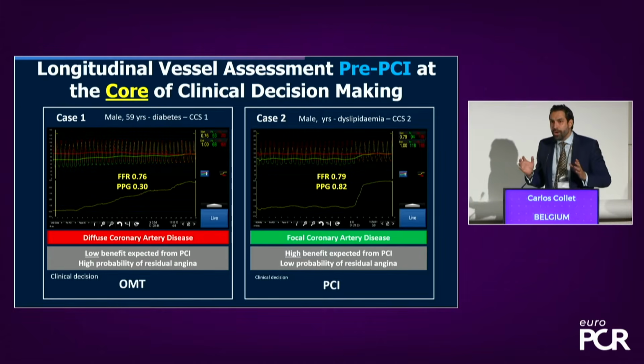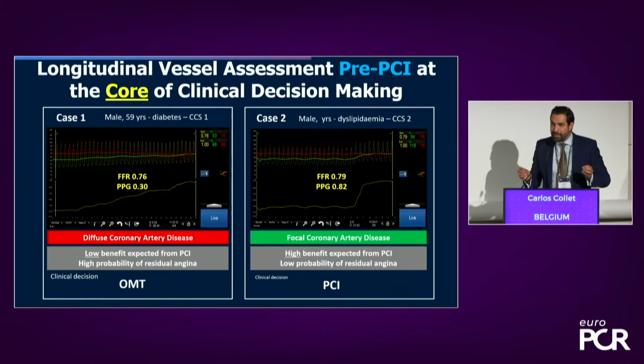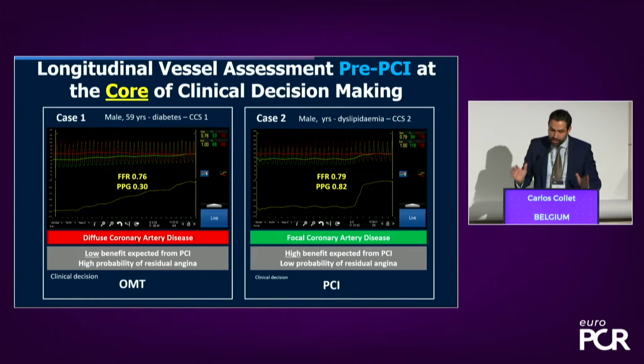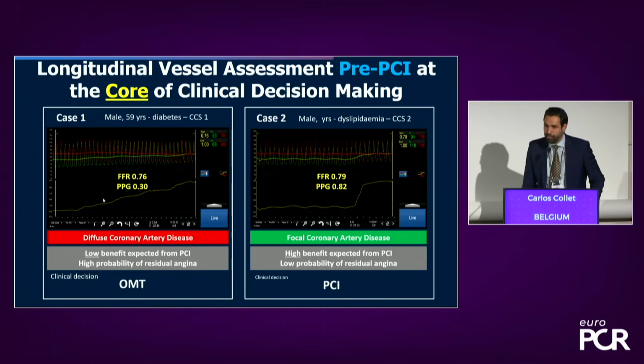And where we are today, I don't think that anymore we have any question when you look at pre-PCI pullbacks. What you see on the screen are two different patients. The patient on the left has an FFR of 76, but when you look at the pullback curve, you see there a diffuse pressure loss. This is a patient that will not benefit from PCI.